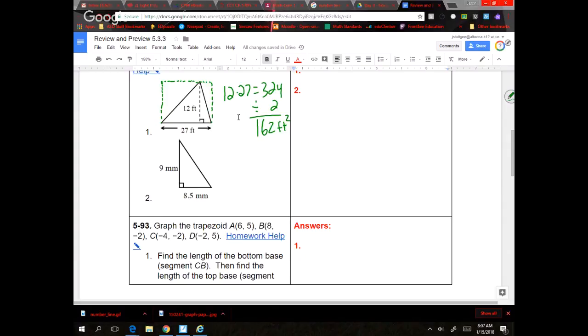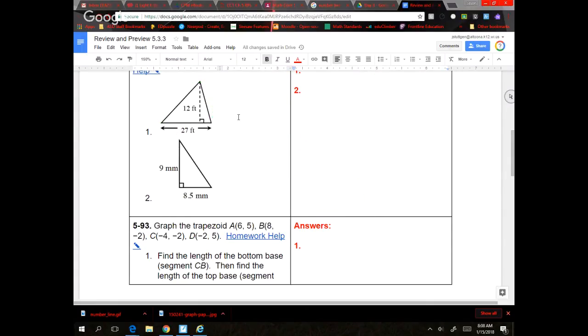Or you could also have done 6 times 27, which is 162 square feet, because you can do half the base times the height, or base times height divided by 2. Second one, I'll do 9 groups of 8.5 is 76.5, and then I know I have to divide that by 2, so I get 38, and then half of 50 cents is a quarter millimeters squared. That's the second one.